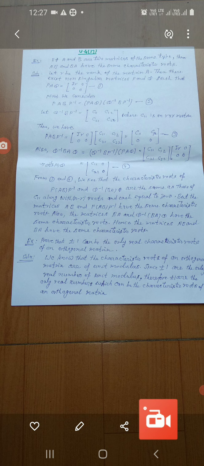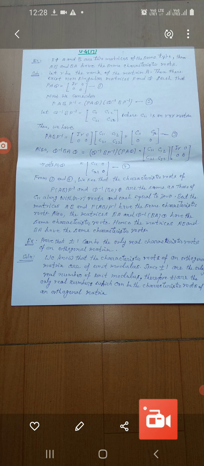Let r be the rank of the matrix A. Then there exist non-singular matrices P and Q such that PAQ is equal to the matrix with I_r, 0 in the first row and 0, 0 in the second row, and let it be equation number 1. Okay, we have this written by the property.